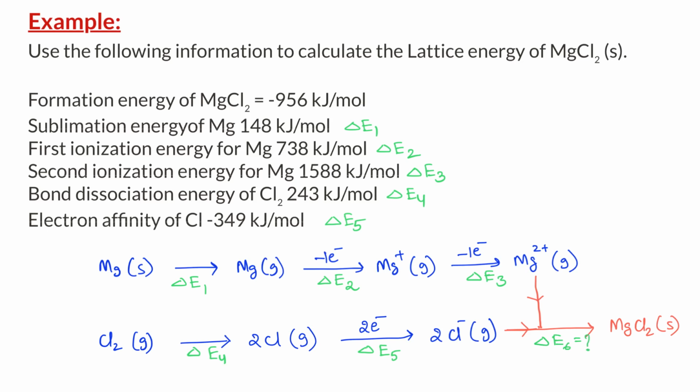Now let us write down all these reactions and the change in energies associated with each of these reactions to determine the lattice energy. First, 1 mole of magnesium solid gets converted into 1 mole of magnesium gas. The atomization energy or sublimation energy is given as 148 kilojoules per mole. So this step costs 148 kilojoules.